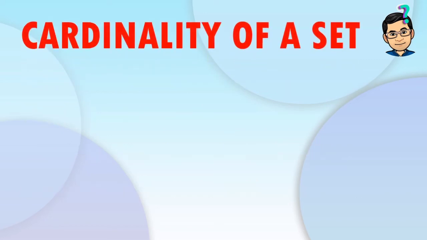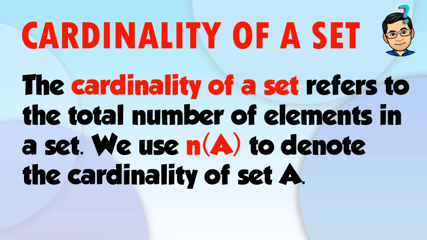Cardinality of a set. The cardinality of a set refers to the total number of elements in a set. We use n of A to denote the cardinality of set A. So, sa madaling salita, binibilang lang po yung elements ng isang set. Yun po yung cardinality of a set.